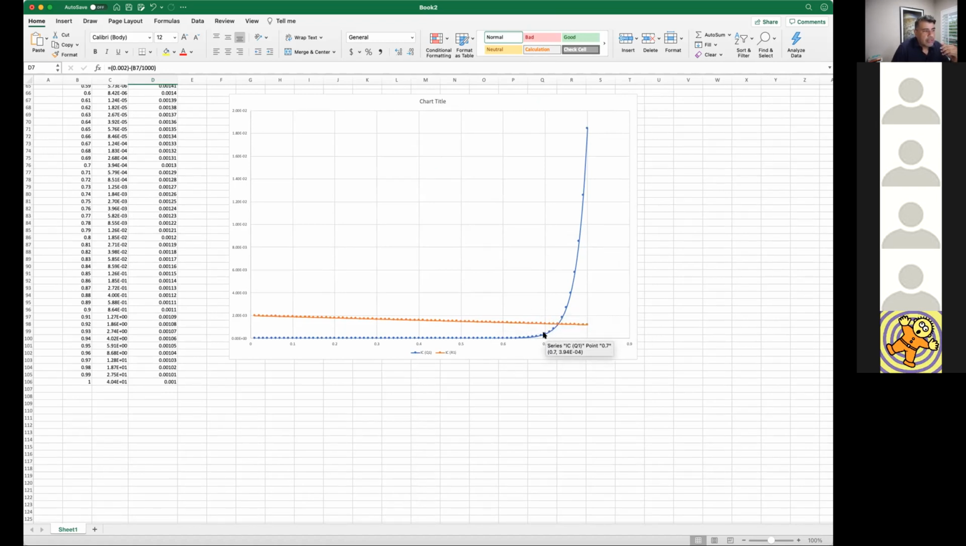So let's say you picked 0.7. You'd end up getting 394 microamps for the value coming out of the transistor, and you would get 1.3 milliamps for the value coming out of the resistor. Those obviously aren't the same thing, and the value for the resistor is quite a bit higher than the value for the transistor.